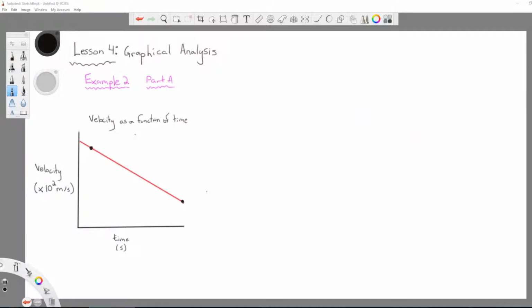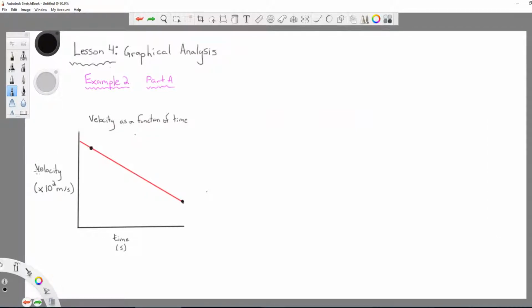In this video, we're going to be working through Example 2, Part A. Part A is asking us to interpret a velocity time graph, and it wants us to find the acceleration of whatever object is being represented in this graph. Along the y-axis, we have velocity, and it gave it to us in unique units: units of 10 to the 2 meters per second. So if this is our 1 value, this is actually like 100 meters per second. We're going to keep that in mind as we work through this problem.